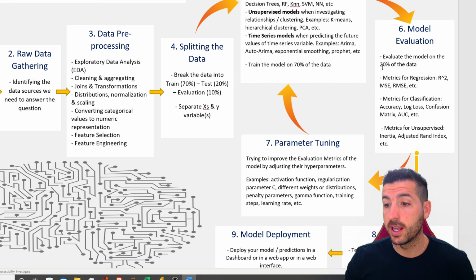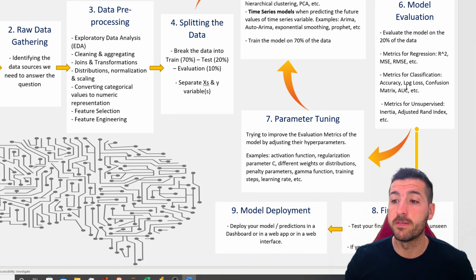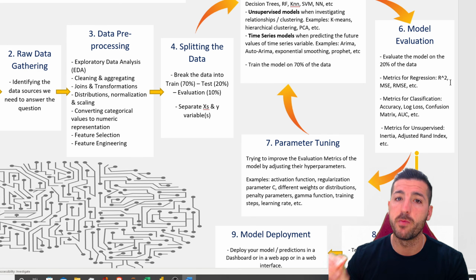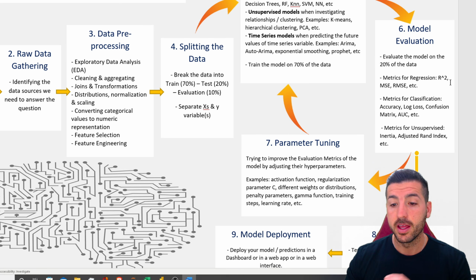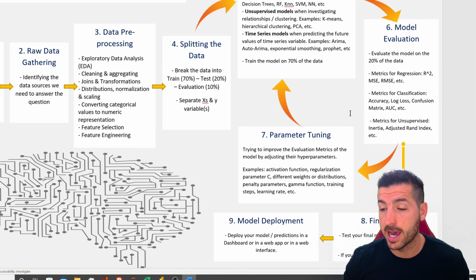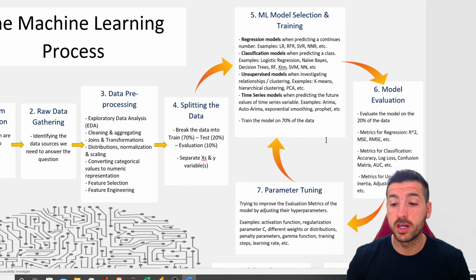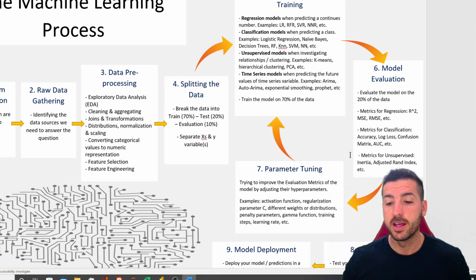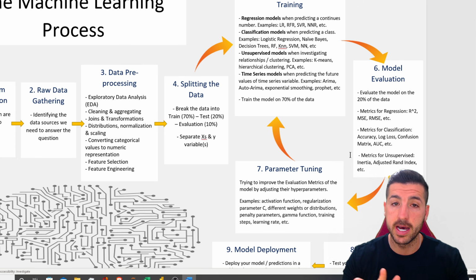Then after we select our model, we are going to evaluate our model. So we have specific evaluation metrics depending on the model we select. Then we are going to do parameter tuning. So we're going to adjust the hyperparameters in order to try and improve our model. And we are going to repeat this process until we find the model that gives us the best performance and also the hyperparameters that give us the best performance.